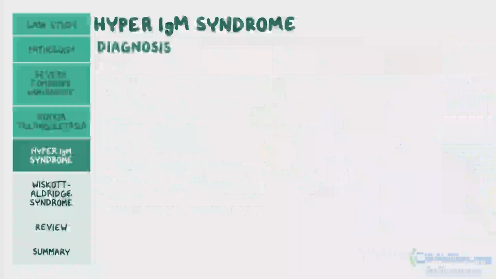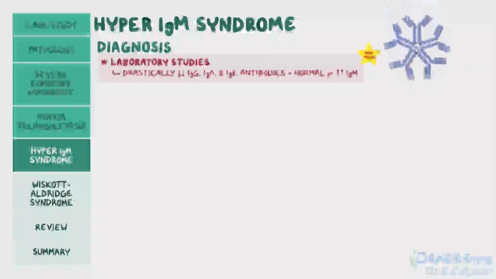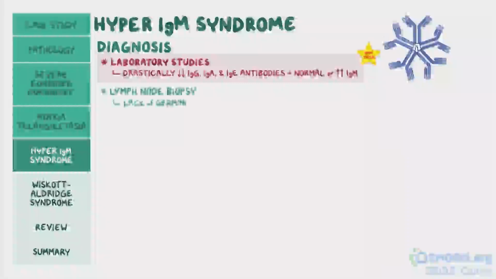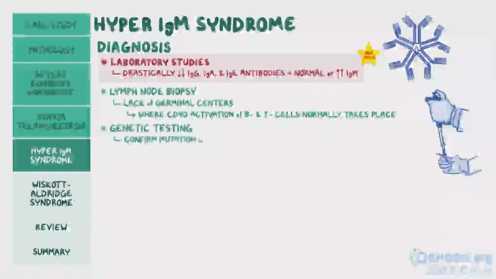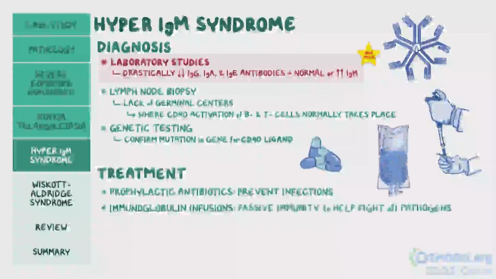The diagnosis of hyper-IgM is based on laboratory studies, which show drastically low levels of IgG, IgA, and IgE antibodies, along with normal or elevated IgM levels. In addition, a lymph node biopsy would show a lack of germinal centers, which is where CD40 activation of B and T cells normally takes place. Finally, genetic testing can confirm that there's a mutation in the gene coding for the CD40 ligand. Treatment includes prophylactic antibodies to prevent infections, as well as immunoglobulin infusions which provide passive immunity to help fight off pathogens. In some instances, a bone marrow transplant can be done to establish a normal immune system.